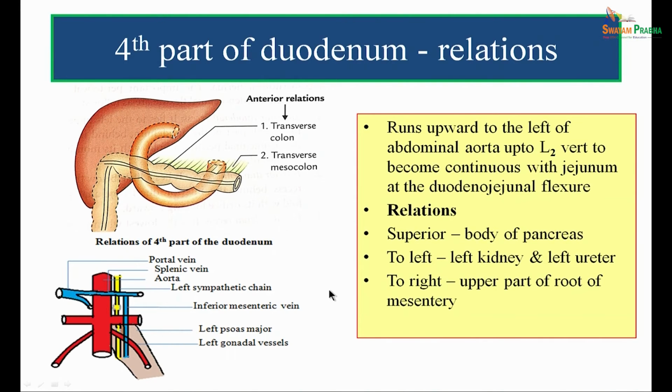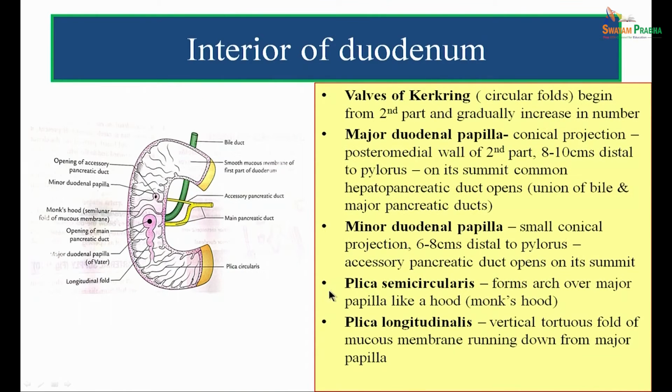Having finished with the fourth part of the duodenum, now we move on to the interior. So, external features have been done with. When you open up a specimen of the duodenum, cut it and see the interior, what are you going to observe? We will be observing the following structures in the interior of the duodenum. Valves of Kerckring are the circular folds.